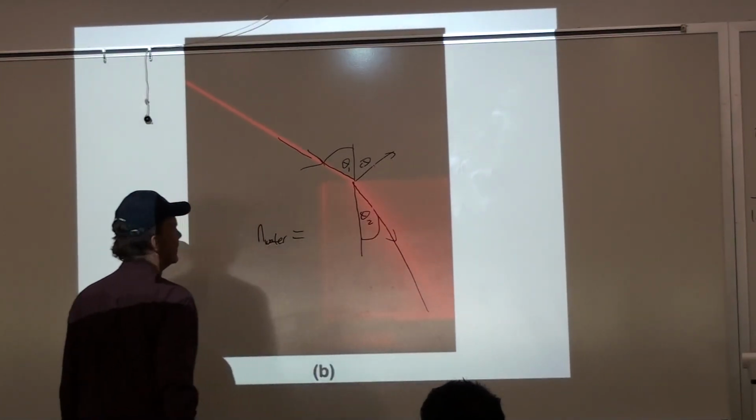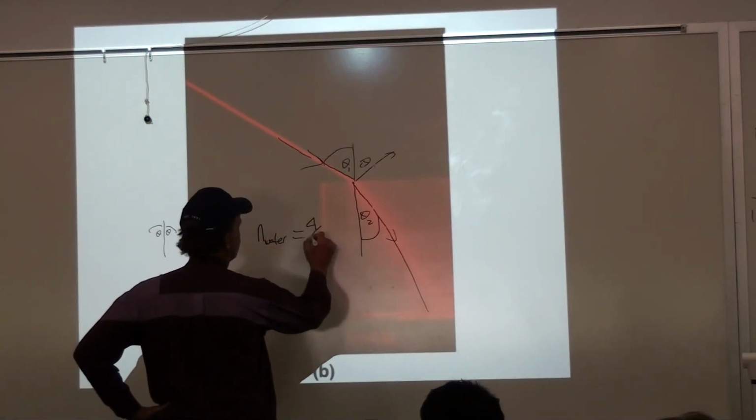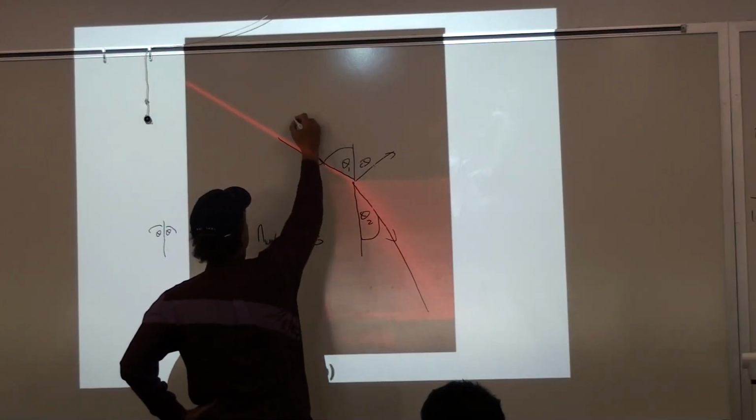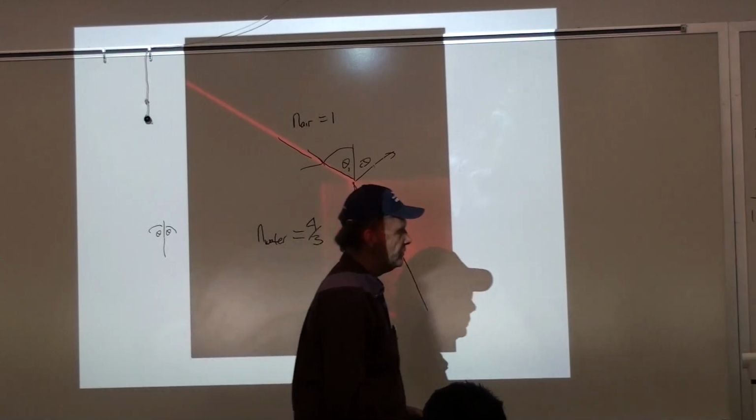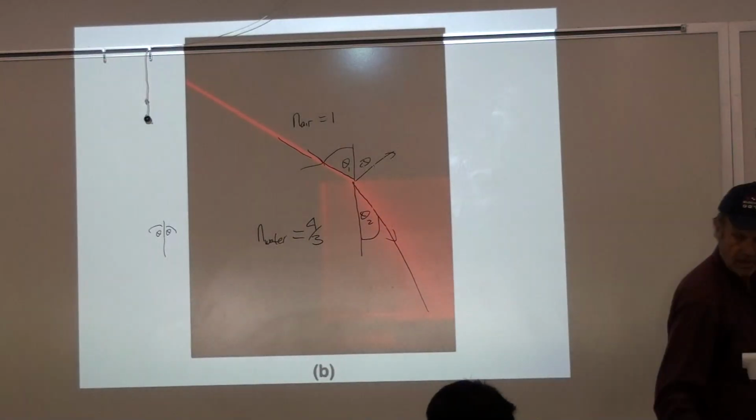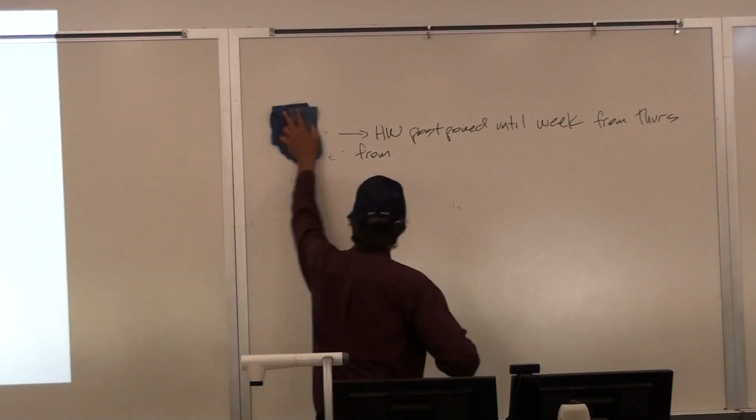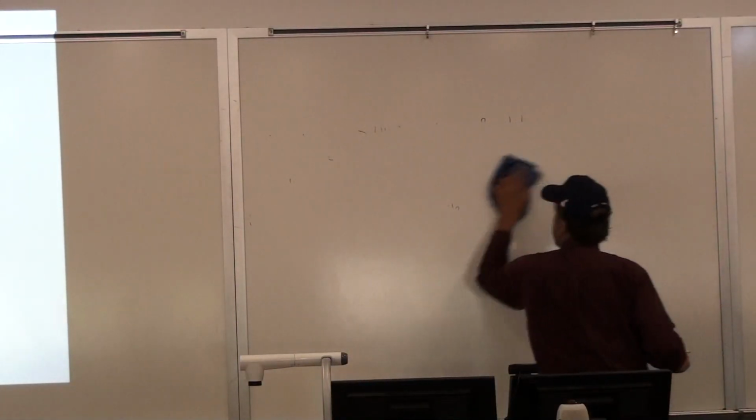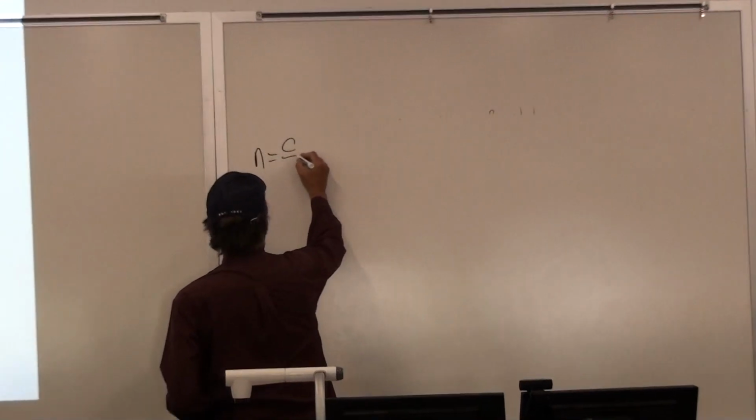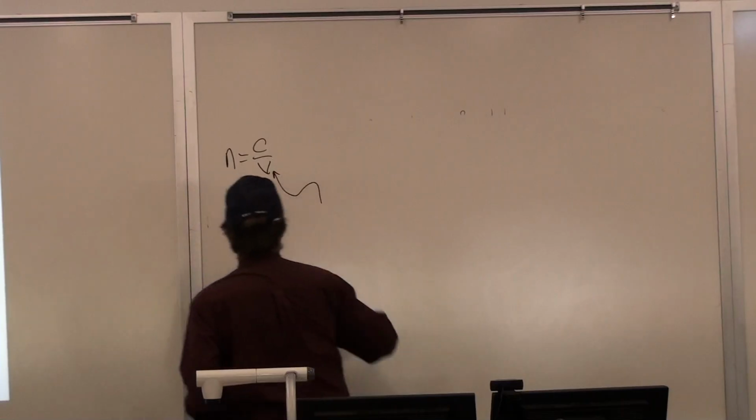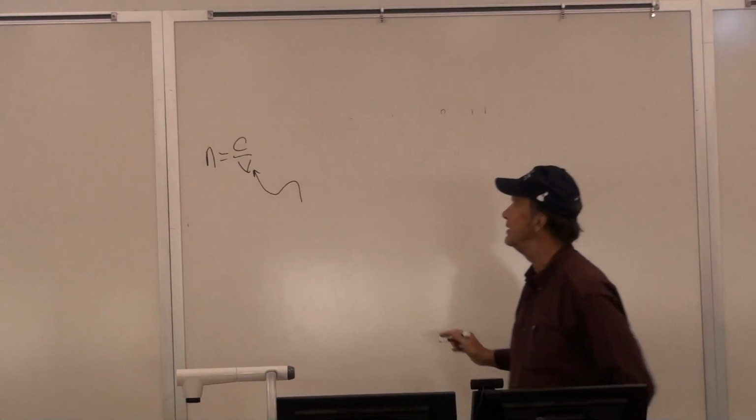Although it's a plastic here, let's just say it's n for water, because I know the n for water is 4/3. And this would be the n for air, which is about 1. Remember our definition for index of refraction is that it's equal to the speed of light in a vacuum divided by the velocity in the medium.